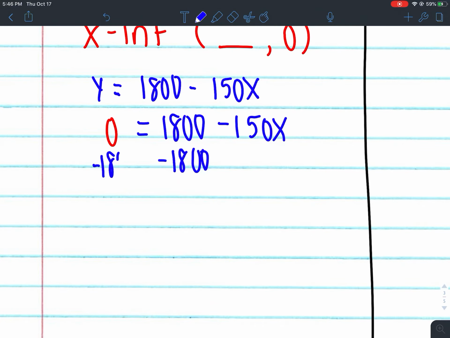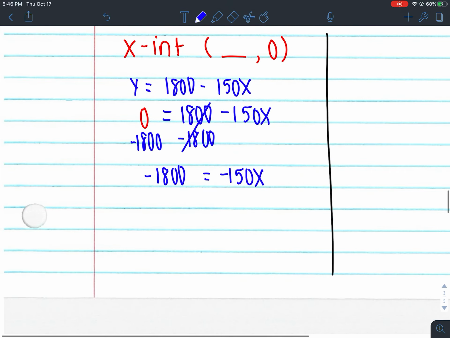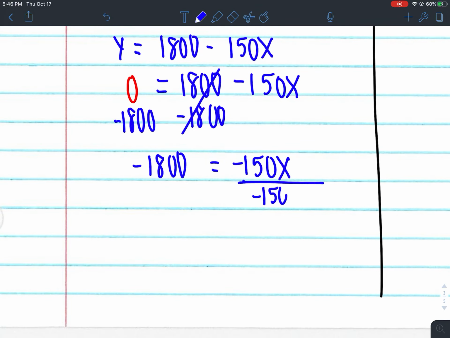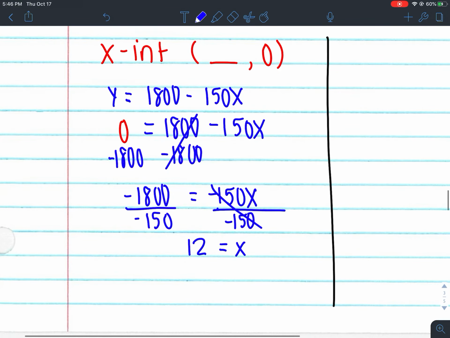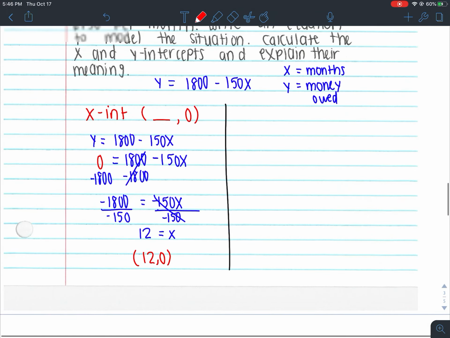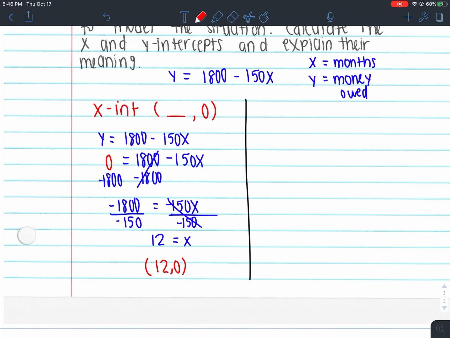Well, I want to get the x by itself, so I can go ahead and subtract 1,800 on both sides. Or you could add 150x to the other side as well. There's lots of ways to solve an equation. 0 minus 1,800 is negative 1,800 equals negative 150x. I'm going to divide both sides by negative 150. So I have x equals negative 1,800 divided by negative 150, which is 12. So is that what an x-intercept looks like? No, right? We want to write it as a point. So the point here is (12, 0).